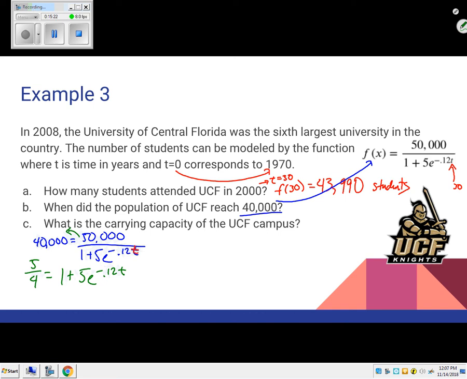Next up, I'm going to subtract 1 from both sides. I get 1/4 equals 5e to the negative 1.2t. And remember my goal, when we talked about solving these types of equations, the only thing I want on one side of the equal sign is a base raised to a power. So in this case, the only thing I want on this side of the equal sign is e raised to a power. So I need to divide both sides by 5.